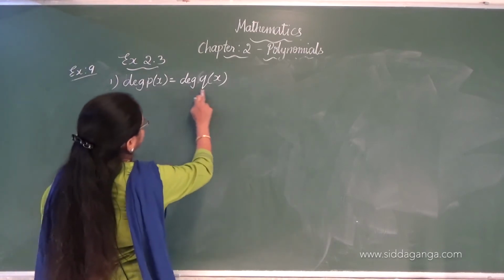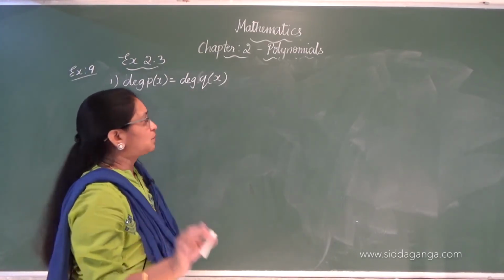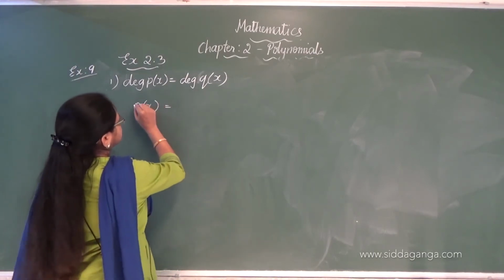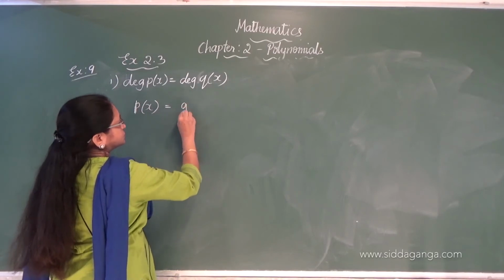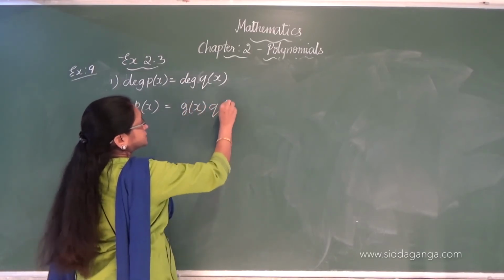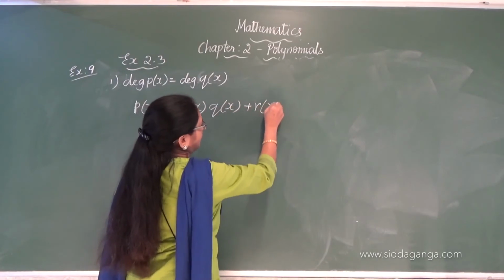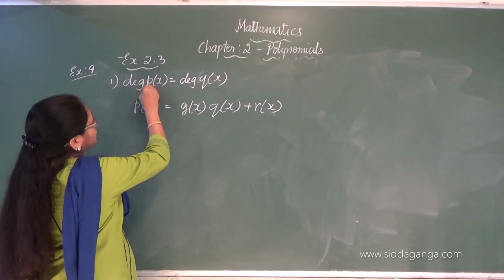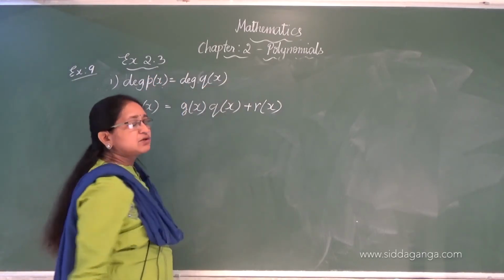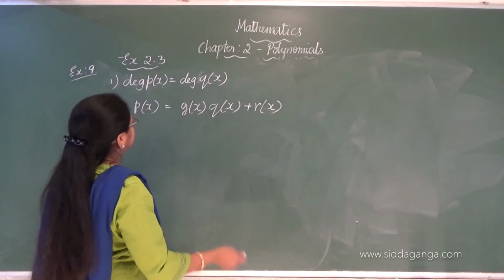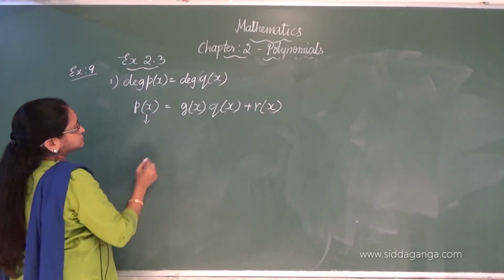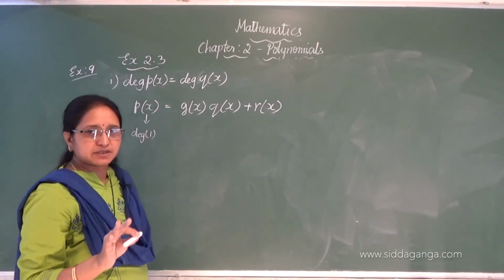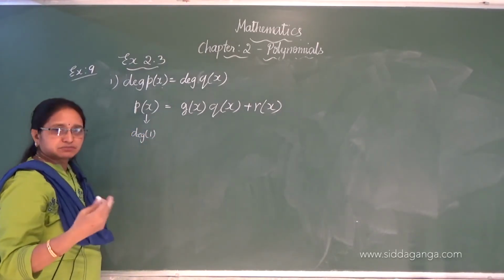Now see the condition, two conditions are there here. One is it has to satisfy the division algorithm, that is p(x) is equal to g(x) into q(x) plus r(x). First condition. Second condition is that the degree of p(x) should be equal to the degree of q(x). See here, the degree of p(x), let us take degree 1. One example I am giving, so you can try out some other examples also.